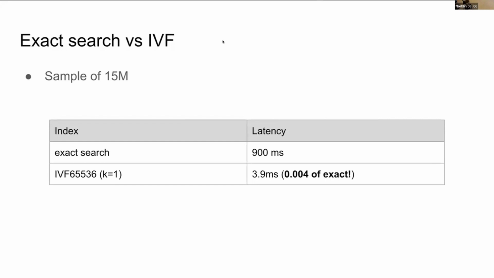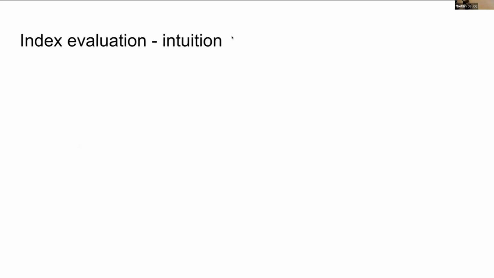And this is pretty amazing because that is less than 1% of the original latency. But that may sound suspicious because I have previously said that in order to gain speed, we would need to sacrifice accuracy. So let's now see how we can assess the accuracy impact. The topic of assessing the accuracy impact is called index evaluation.